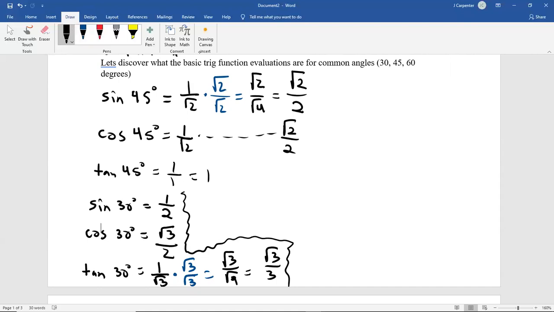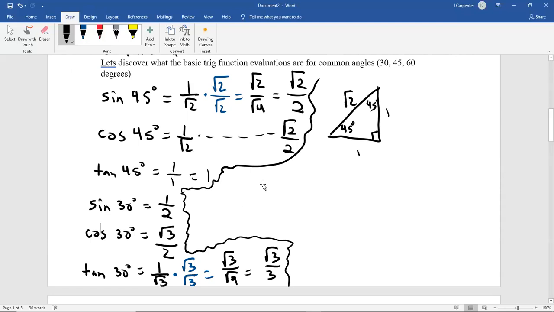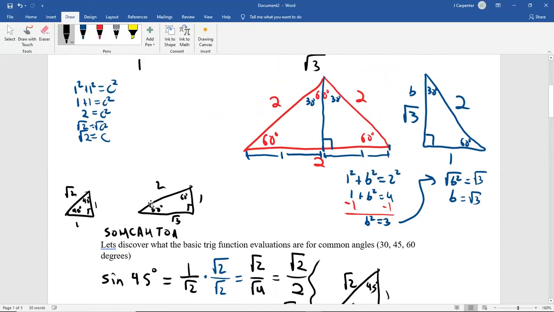Now let's switch to the 60-degree angles. So the sine of 60. And I'm going to redraw them here for reasons. 45, 45, 90 degrees, 1, 1, square root of 2. When I'm starting out, I really like the angle I'm referencing to be this one. You can certainly do it from here.